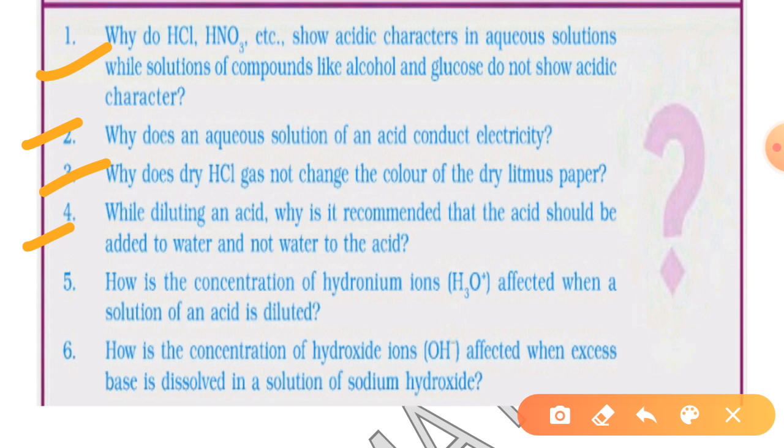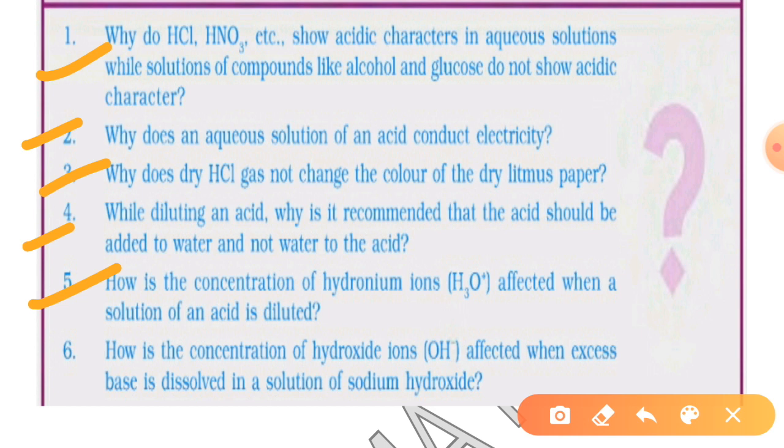Now the fifth one, how is the concentration of hydronium ion affected when a solution of an acid is diluted? So an acid dissociates into hydronium ion and anions when dissolved in water. When a solution is diluted, the volume of solution increases, but the number of ions remains the same. So the concentration of hydronium ion per unit volume will decrease, and this is for strong acids.